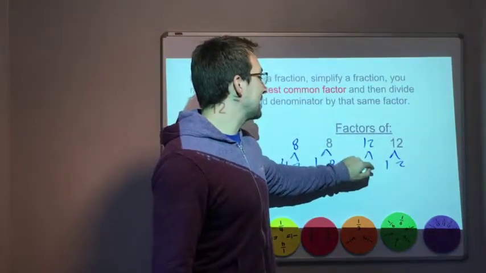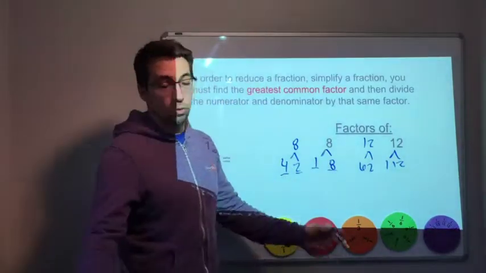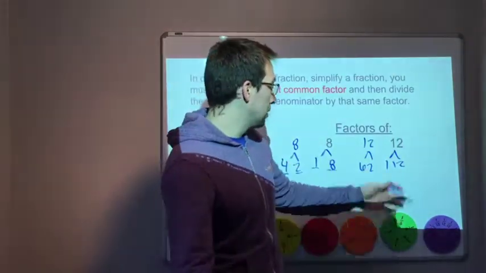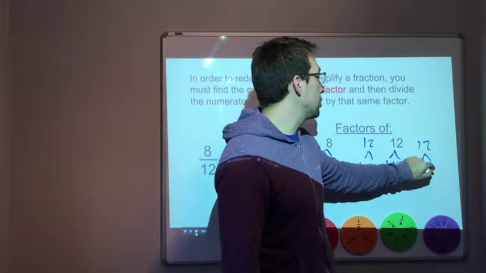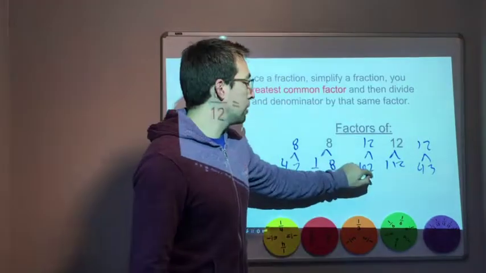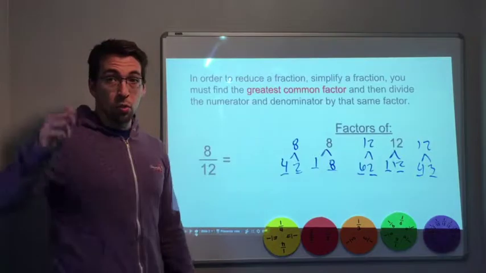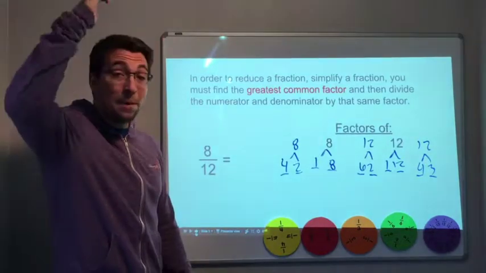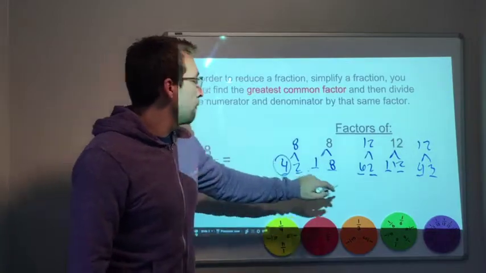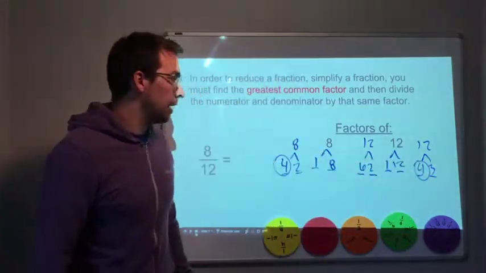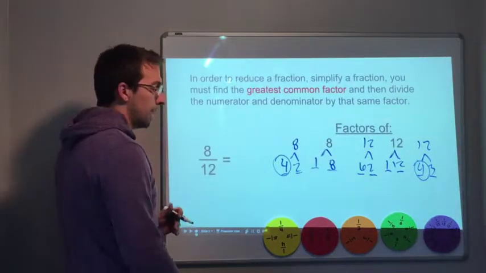Now 12. You have 6 and 2. 6 times 2 is 12. 1 times 12 is 12. And then you might have 4 times 3. So now with 12, you have 1, 2, 3, 4, 6, 12 as factors. So what's the greatest common factor, the biggest number that's common? 4, right? So check this out. You found the greatest common factor.